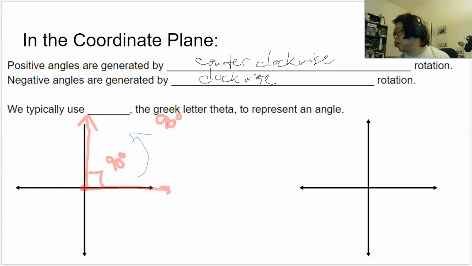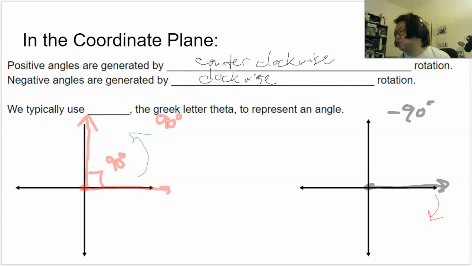So in the same vein, let's say I want to make a negative 90-degree angle. Oh, I'm still black. That's all right. Well, again, you're going to start here. You're still starting there, but instead of rotating up, we've got to rotate down. We've got to rotate clockwise.